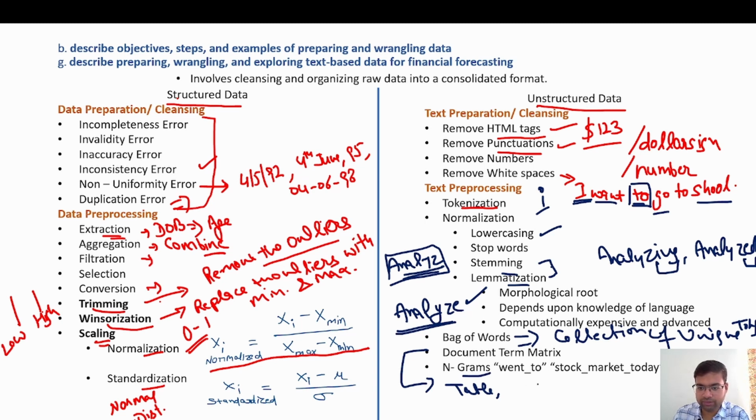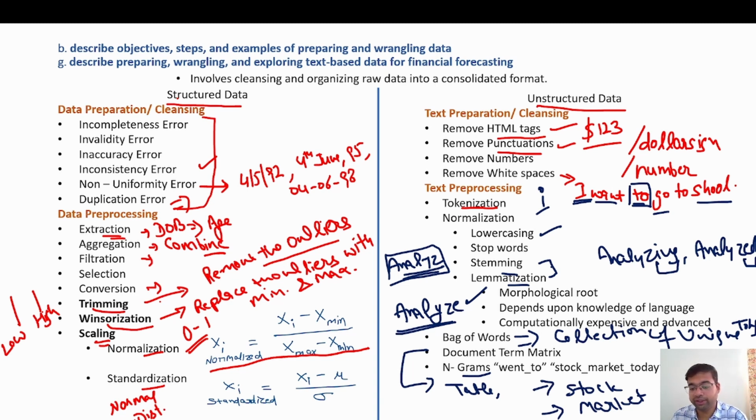Then come n-grams. N-grams combine 2 or 3 tokens together just to retain information. Suppose we have the phrase stock market today. If I use single tokens, the computer will treat stock as one token and market as a different token. Market could be anything, like the vegetable market, and stock could be the stock of a company or anything like that.